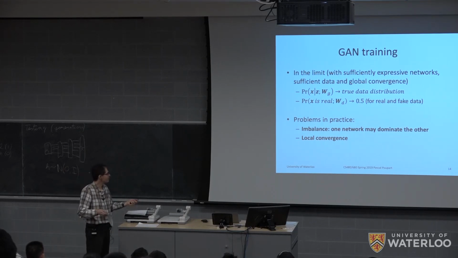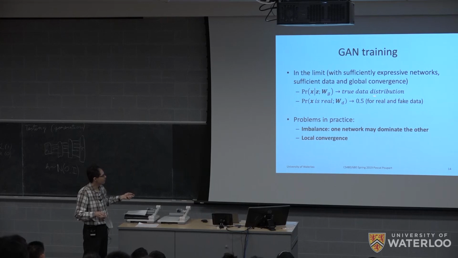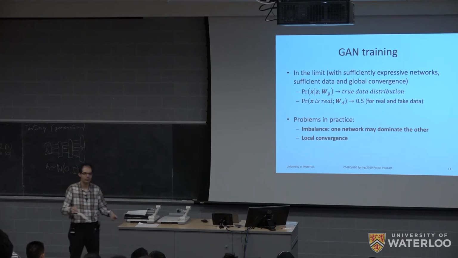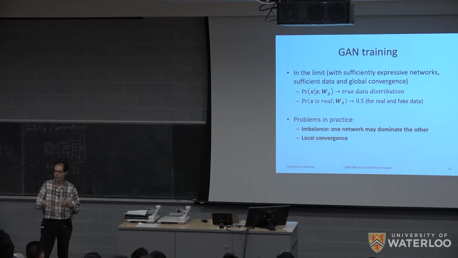When things work out well, this is what we'll obtain. Now in practice, obviously, our generator is never perfect, so it's never going to completely fool the discriminator, and the discriminator is still going to have a probability higher than 50% of detecting whether points are correct or not.